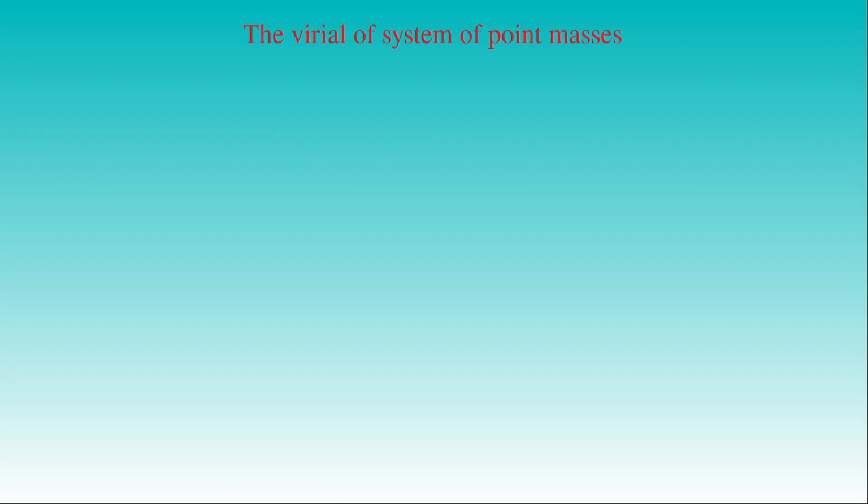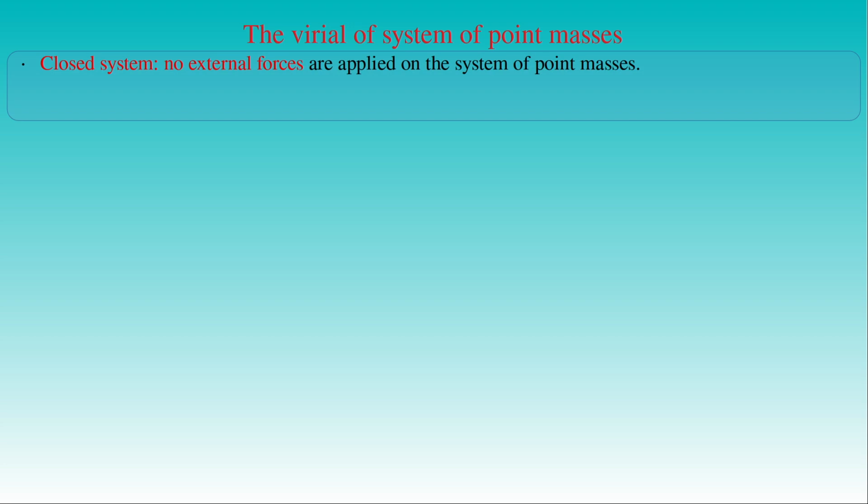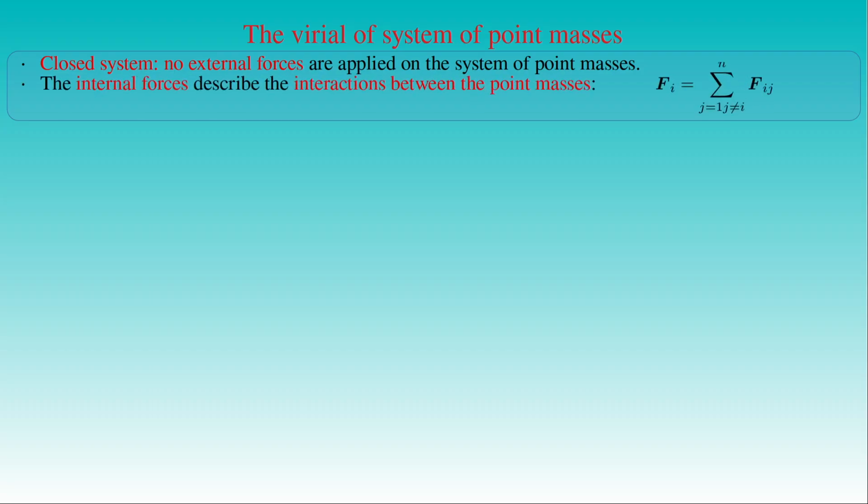Now we will provide an example of a mechanical system that has a homogeneous potential energy as an illustration of Euler's theorem applied in the calculation of the virial. Let us suppose that a system of point masses is a closed system, that is, no external forces are applied on the particles in the system. Then the net forces acting on the point masses are the internal forces describing the interactions between the particles, and the force Fi acting on the point mass mi is the vector sum of the forces Fij exerted on the point mass mi by the point mass mj for i and j equal 1 to n, where the indices i and j are different.